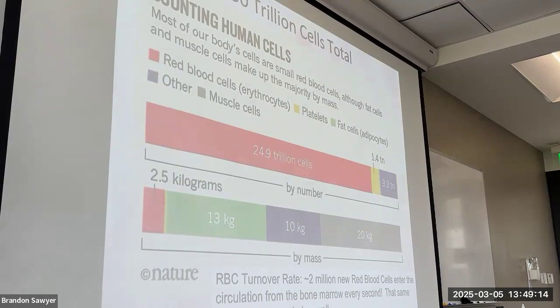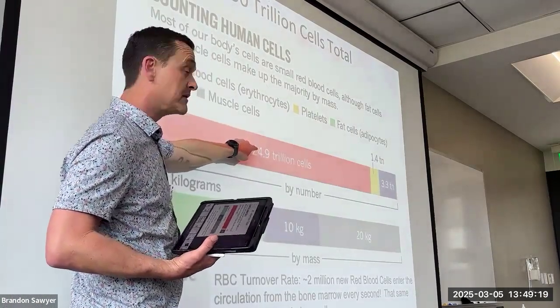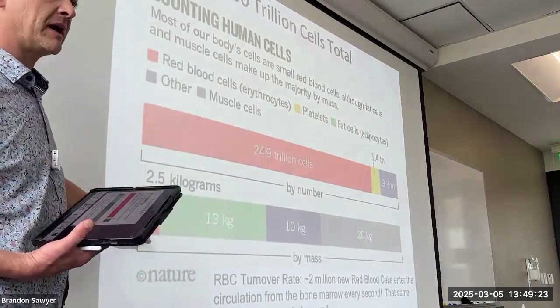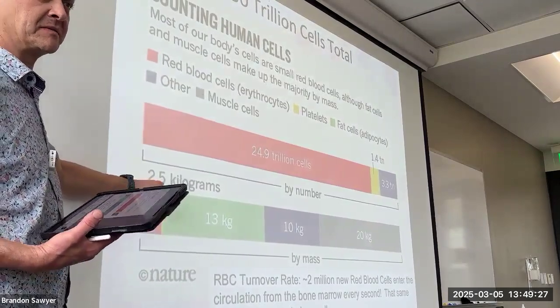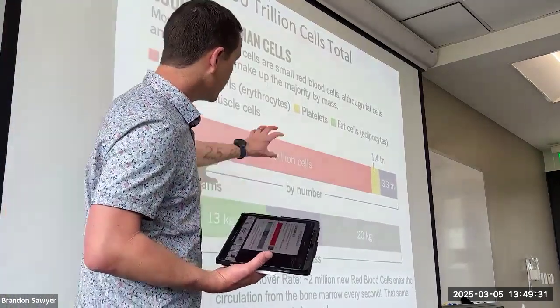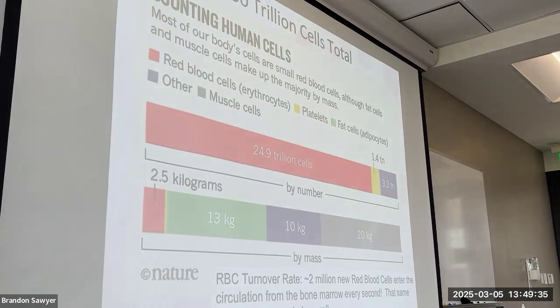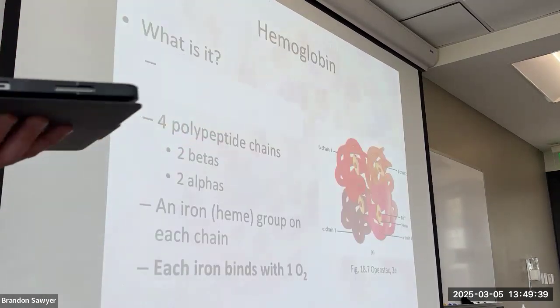So when we look at this graph too, yeah, in number, our red blood cells are by far the most, but then in weight or by mass, a pretty small amount of mass, right? Only about 2.5 kilograms of red blood cells, which kind of seems like a lot. If you just think of blood, that's kind of a lot of blood, right? But then most of it is our muscle mass and our fatty tissue and other things. So yeah. All right, so let's talk a little bit about hemoglobin.